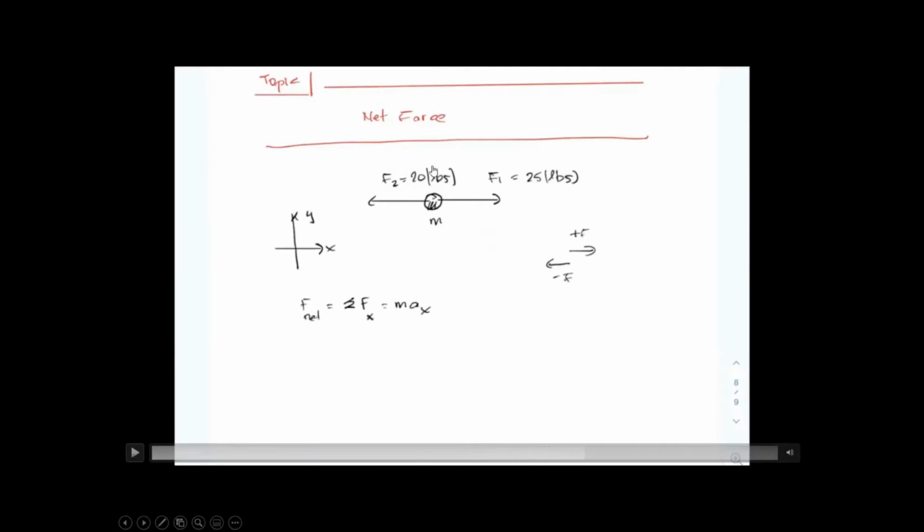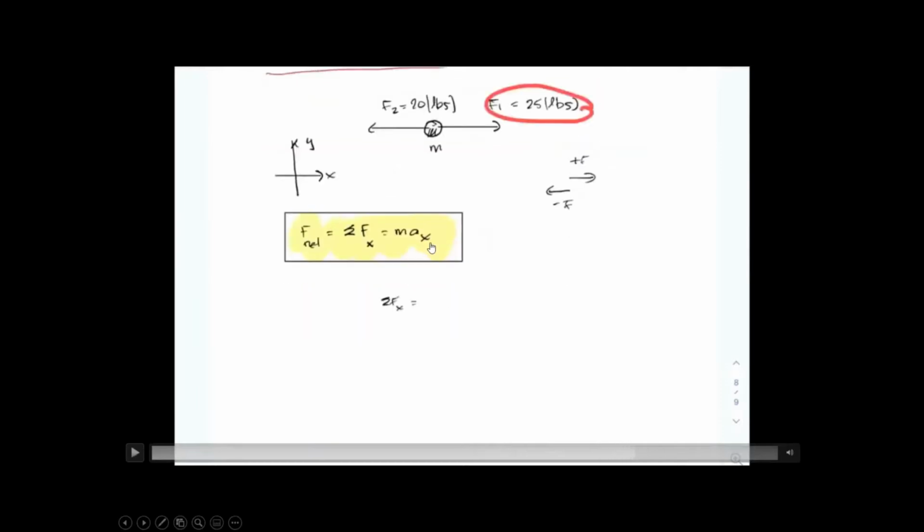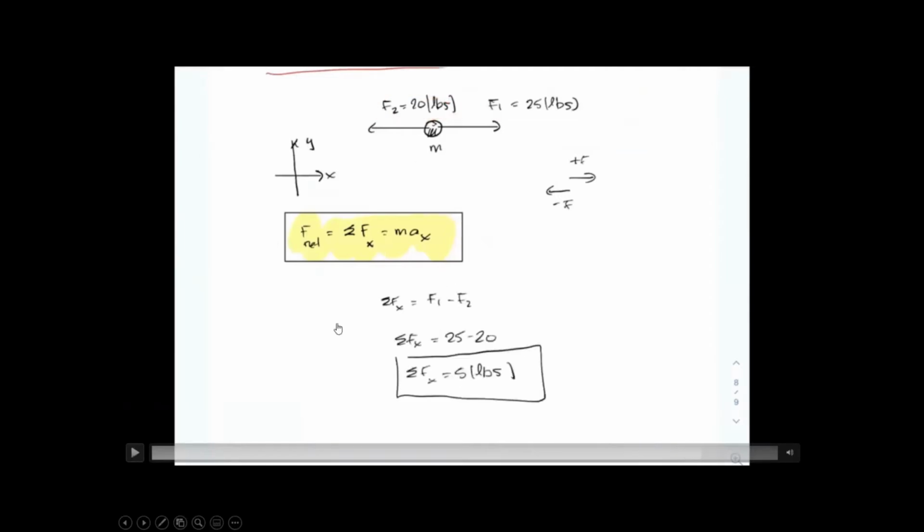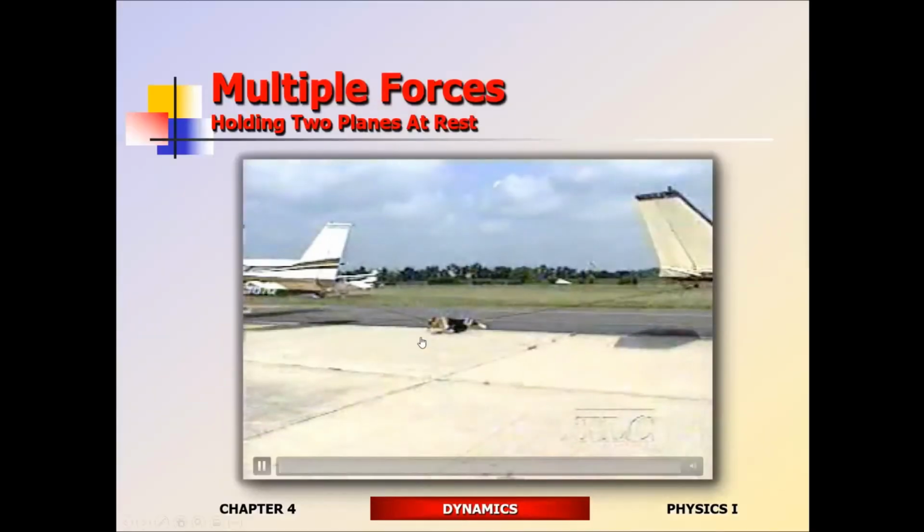From your own life experiences, you know that if there's a pull here and a pull in the opposite direction, you have to subtract them from each other. So the net force is the summation of all forces acting on the system, and the net force is responsible for the acceleration of the system you're looking at. F1 is to the right, so it's positive. F2 is to the left, so it's negative. That gives you a net force of 5 pounds, and this 5 pounds is responsible for the acceleration of the system.